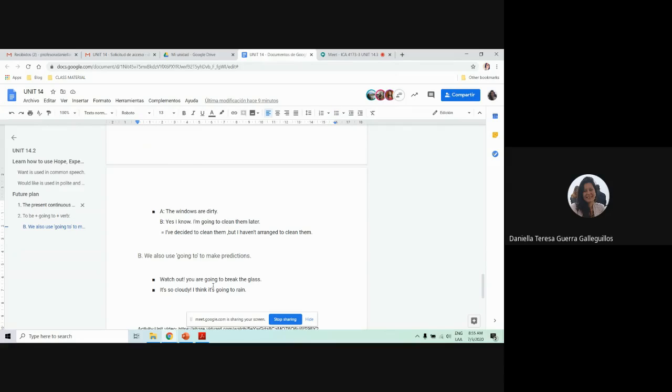Then going to make predictions. It is only used for making predictions when it's obvious. Por ejemplo, si ven que hay un niño que está corriendo y hay una escalera y el niño no sabe caminar bien, tú dices, he's going to fall, se va a caer, porque es como obvio, lo ves venir. O si ven las nubes negras, que es el típico ejemplo que se da, ven las nubes negras y está como armado para llover y tú dices, it's going to rain, porque hay algo visual que te está ayudando en esa predicción. ¿Ok?